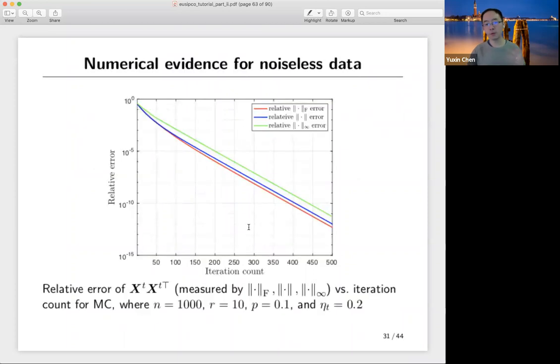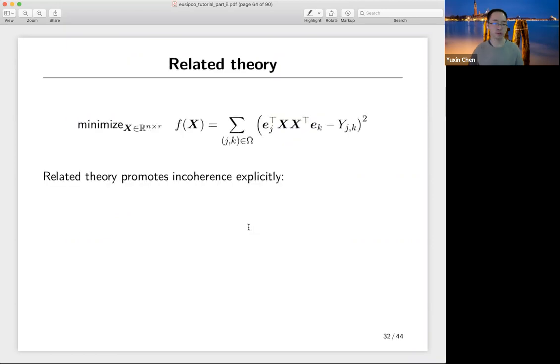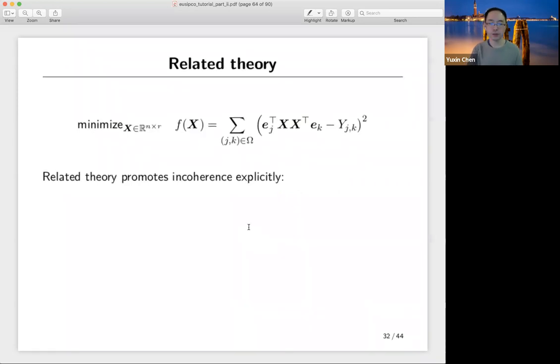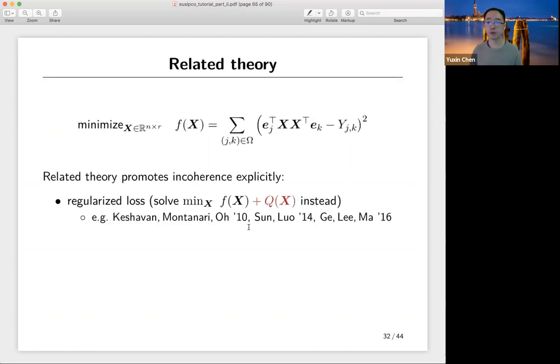Okay, so again, I won't have time to go over the theory, and the theory is based on the decoupling idea that I have mentioned. But let me just quickly go over some of the alternative approaches that have been proposed in the literature. Instead of exploiting this very careful but powerful statistical idea, there are other approaches that you can use to help promote the so-called incoherence. For example, you can change the objective function by adding regularization.